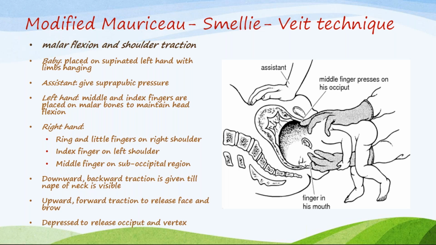Modified is what earlier days we put this middle finger inside the mouth, but now it is avoided. Only this ring finger and index finger are put in the maxilla, and your other hand is also up, just to keep the baby in flexion attitude, and it is just delivered.